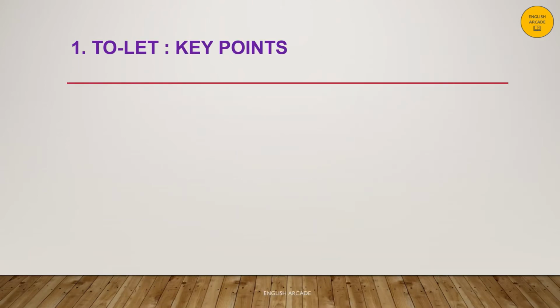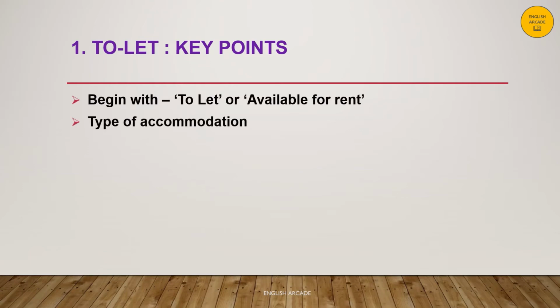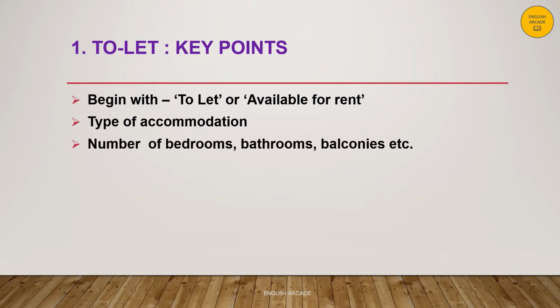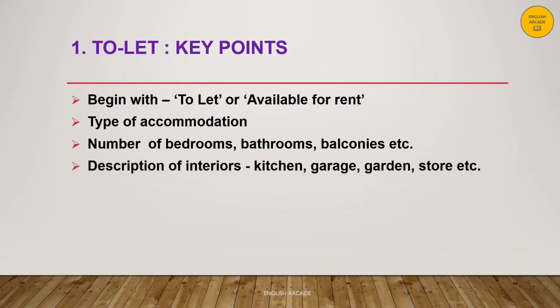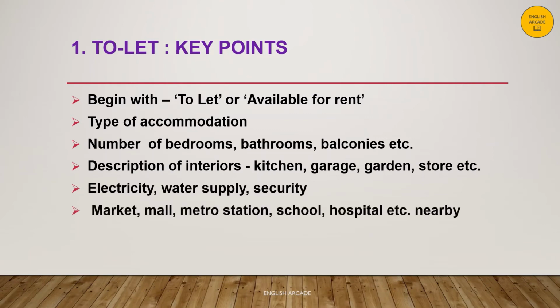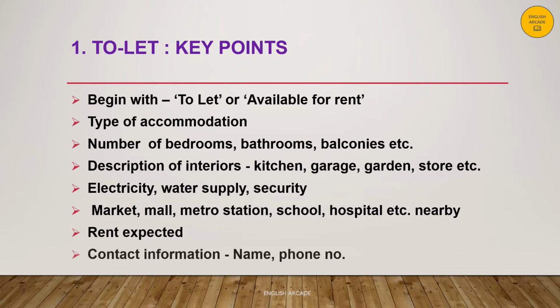Please note the key points of a well-written to-let ad. Begin with to-let or available for rent. Mention the type of accommodation, number of bedrooms, bathrooms, etc. Give a brief description of the interiors. Mention electricity, water supply, and security. Mention if there is a market, mall, metro station, school, or hospital nearby. Talk about the rent expected and conclude with contact information.